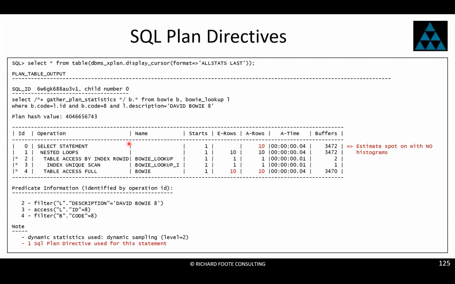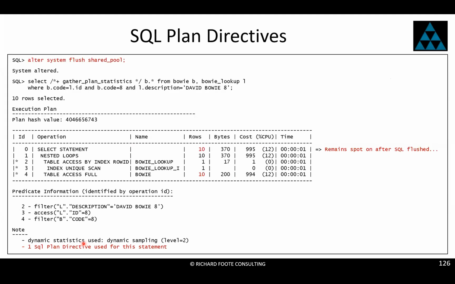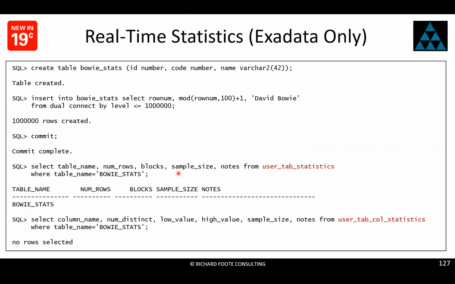So now when I run this query, note I'm getting the estimate spot on, even though I don't have histograms on this column. Why? Because it's using a SQL plan directive to calculate on the fly that for this column group, this is the actual number of rows I'm getting. And even if I flush my shared pool or bounce my database, because I'm using a plan directive, it stays. It doesn't age out like it did previously.